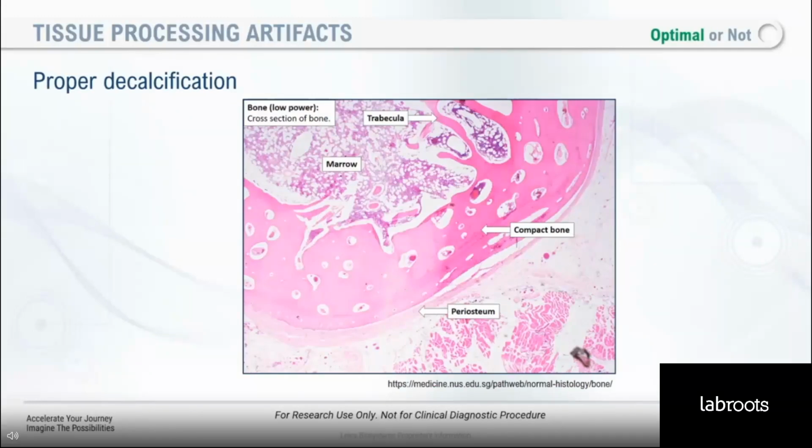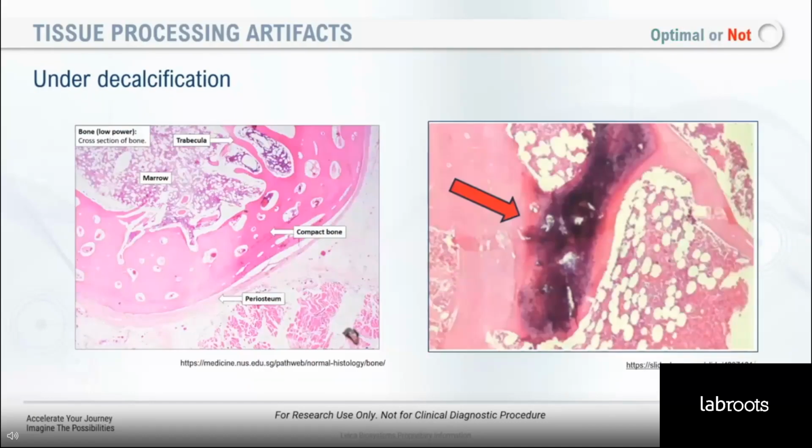This is a section of bone that has been properly decalcified. Here you can see the detailed structures such as the compact bone, bone marrow, trabeculi, and the periosteum. Contrasting to that section is an under-decalcified section of bone that results in areas that are thicker and that stain darker.